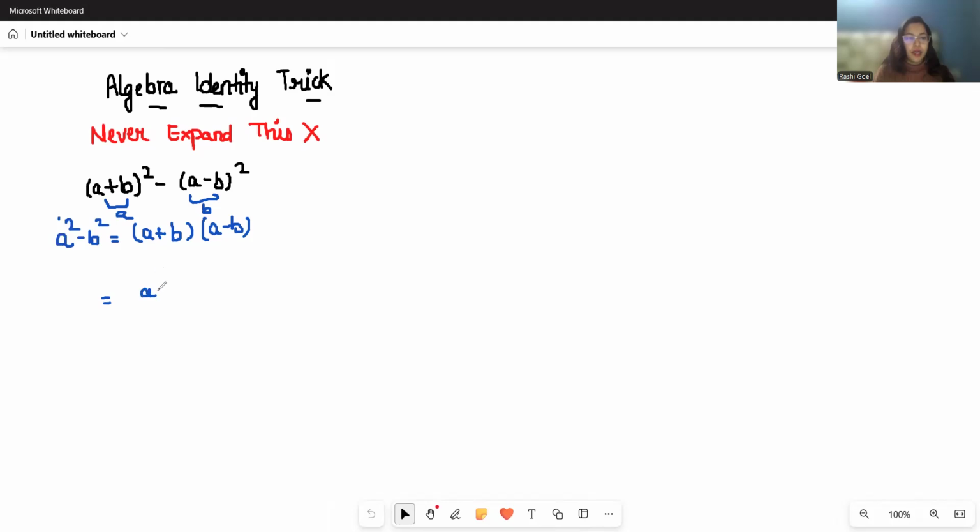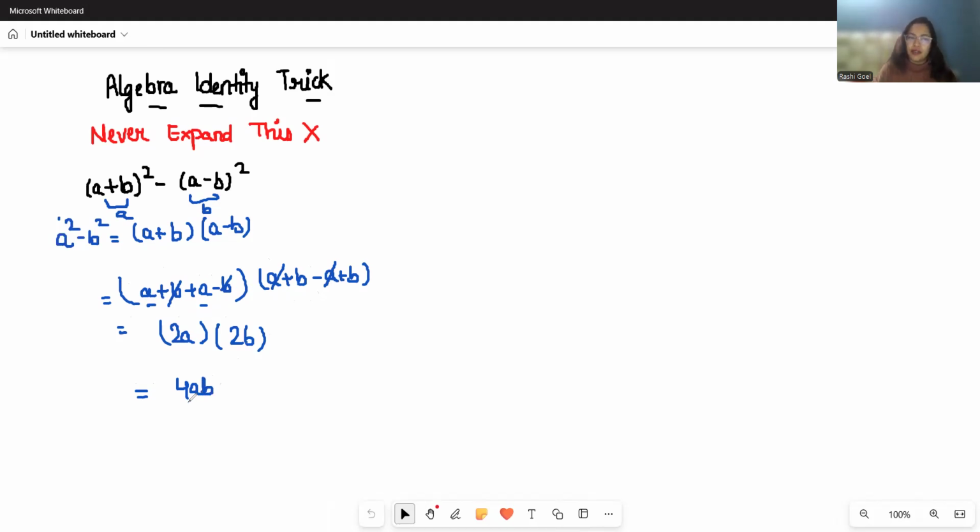So it becomes a plus b plus a minus b, the first bracket. Second is a plus b and there is a negative sign, so we will change the sign of the second bracket. So a plus a is 2a and b will cancel out. And here negative a and positive a will cancel out. B plus b is 2b. So when we multiply, our answer is 4ab. I hope it's clear.